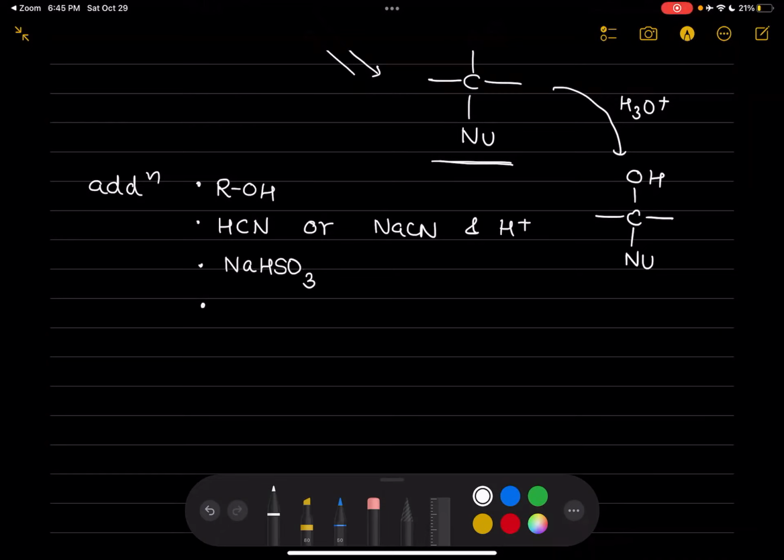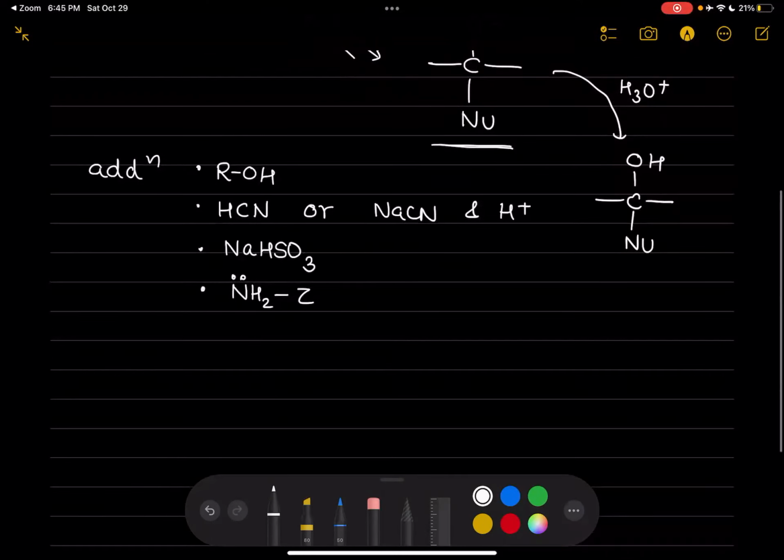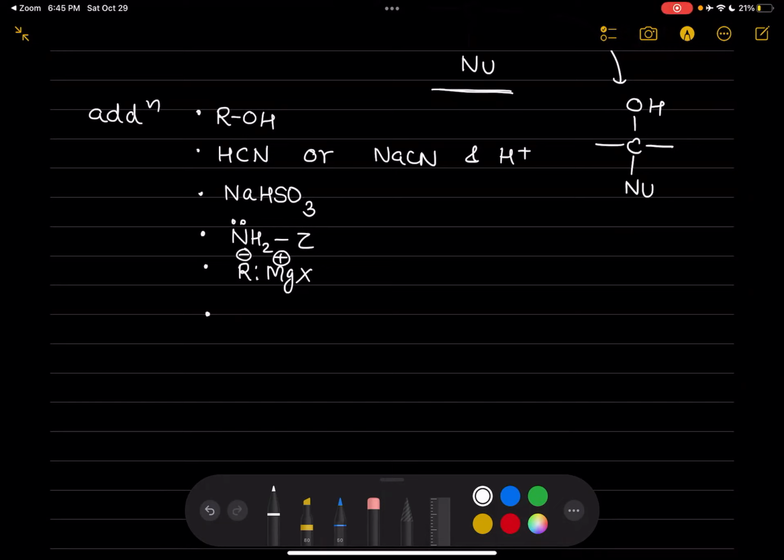Addition of nitrogen compounds or ammonia derivatives. Okay, these are ammonia derivatives. Addition of Grignard. In this case, the nucleophile is R minus. Likewise, there are many additions.